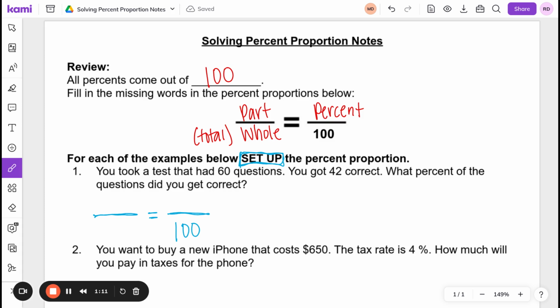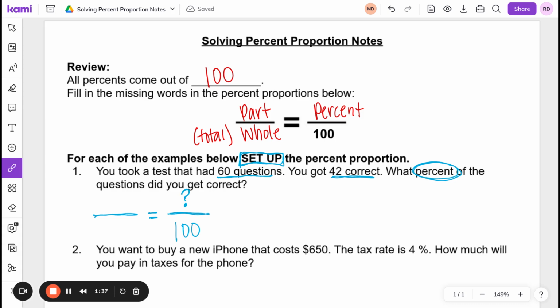So question 1 says, you took a test that had 60 questions. You got 42 correct. What percent of the questions did you get correct? So we have this number 60. We have 42 correct. And then the question wants us to find the percent. So the question or the unknown is that percent value. The percents are always over the 100. So I'm going to put a question mark there to show that that's what the question wants us to find.